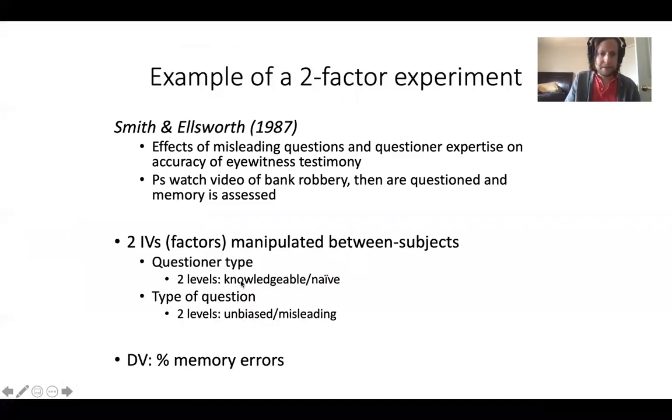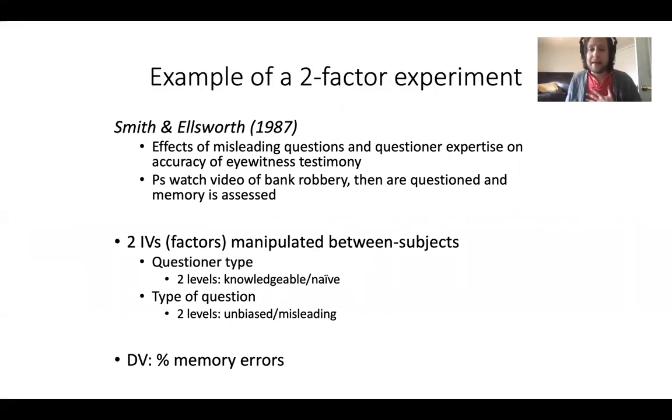The other factor is questioner type. In the experiment, you watch the video of the bank robbery, and then a person asks you questions about the bank robbery you just watched. Once again, those questions could either be misleading or unbiased.